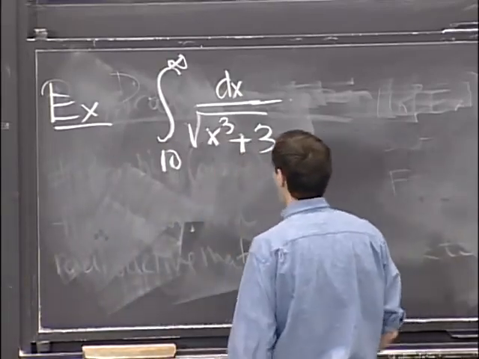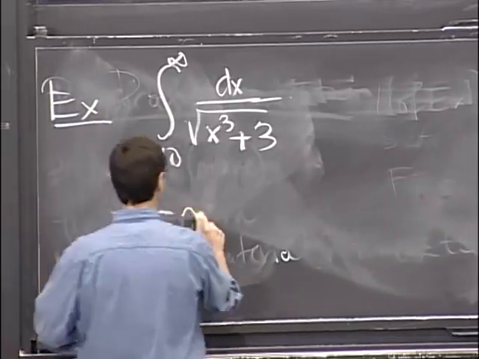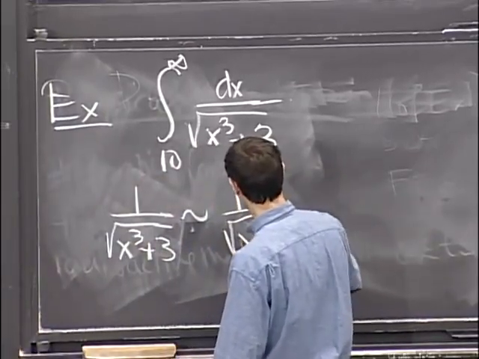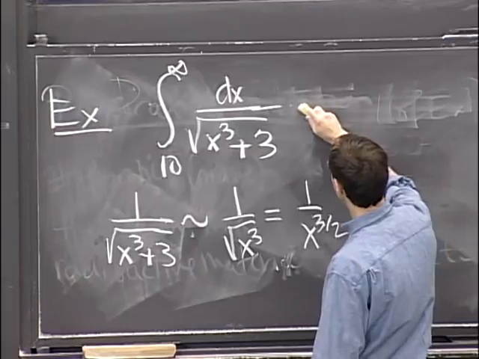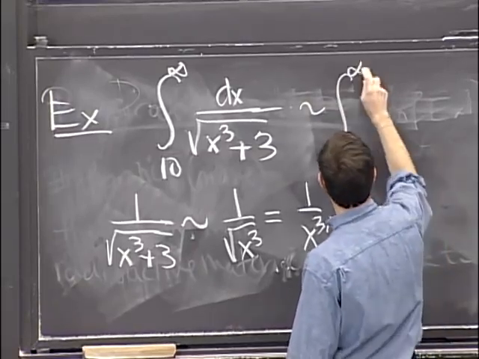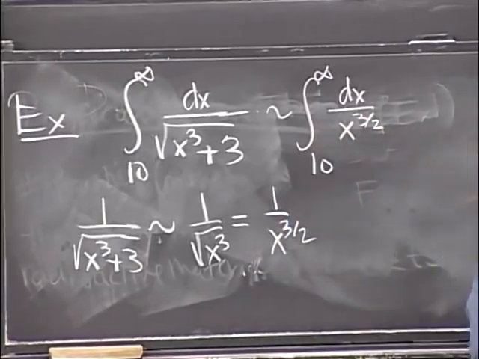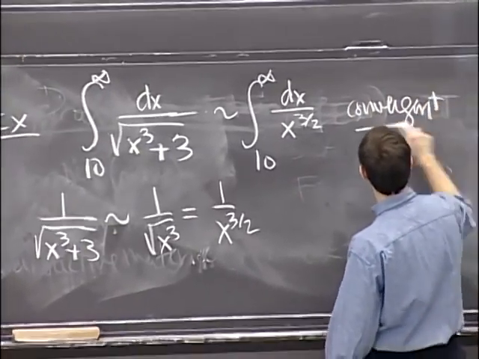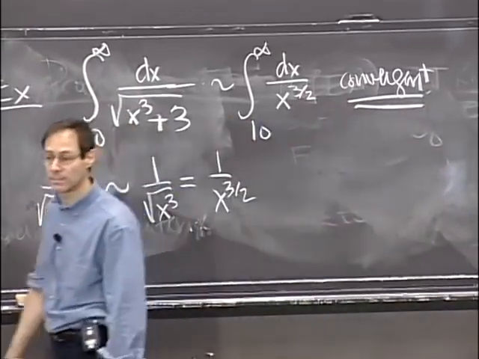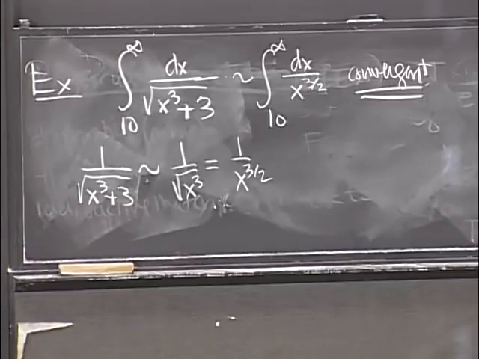On the other hand, 1 over the square root of x cubed plus 3 is similar to 1 over the square root of x cubed, which is 1 over x to the 3 halves. So this thing is going to resemble this integral here, which is convergent, according to our rule.